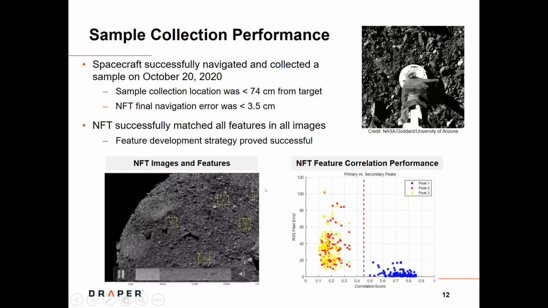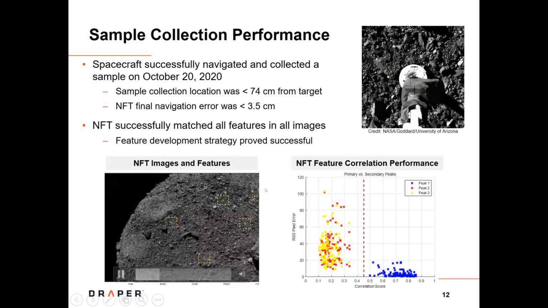But for all the images we did process, we successfully matched every feature, and NFT ultimately navigated with an error of less than 3.5 centimeters in our final contact location, which you can see here. So this is that spacecraft arm that touched down and collected the sample. This was less than 1 meter from the original target location within that hazardous area. So as tedious and time-consuming as that feature development process was, it ultimately worked well and allowed NFT to successfully navigate.